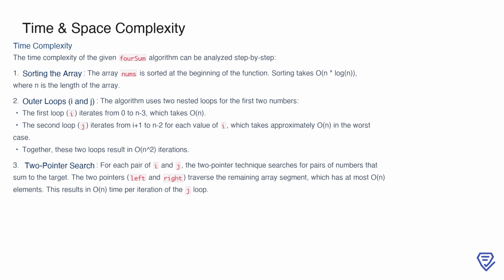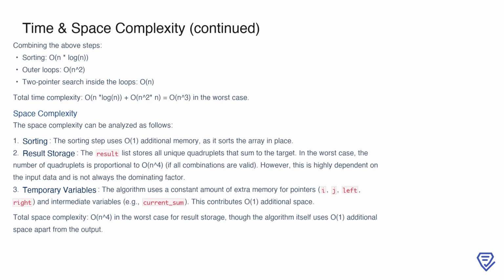Combining these components, we can now move forward to compute the overall time complexity. Putting all the steps together, sorting the array takes O(n log n), the two nested loops contribute O(n squared), and the two-pointer search adds an O(n) term for each iteration of the inner loop. Multiplying these terms, we get a total time complexity of O(n log n) plus O(n squared times n), which simplifies to O(n cubed) in the worst case.